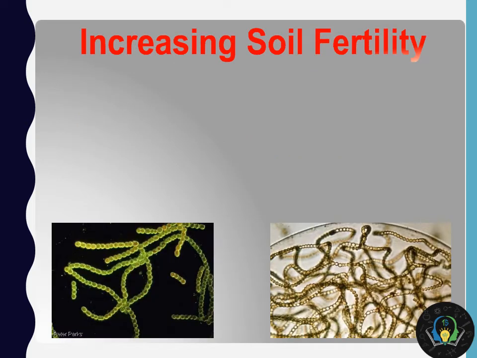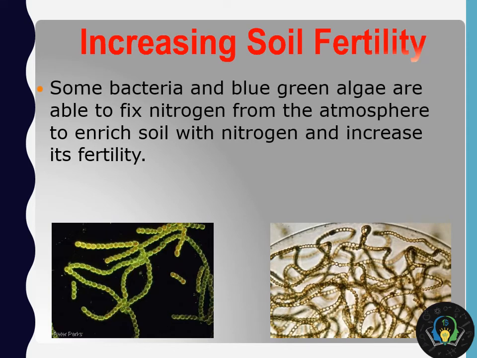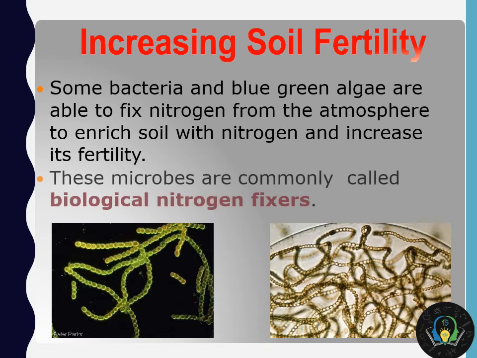Next is increasing soil fertility. Some bacteria and blue-green algae are able to fix nitrogen from the atmosphere into the soil. Fixing of nitrogen means converting the complicated nitrogen into simple nitrogen. And this, my students, is used for increasing its fertility. Hence these microbes are commonly called biological nitrogen fixers. Isn't it a very interesting name? Alright.